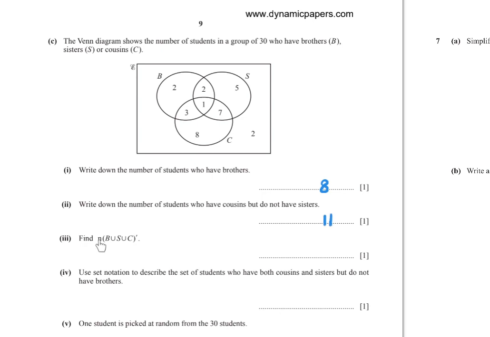Find the number of elements in B union S union C, not. So B union S union C, not, is in this region. Not means around this shape, we have two elements. So 2.